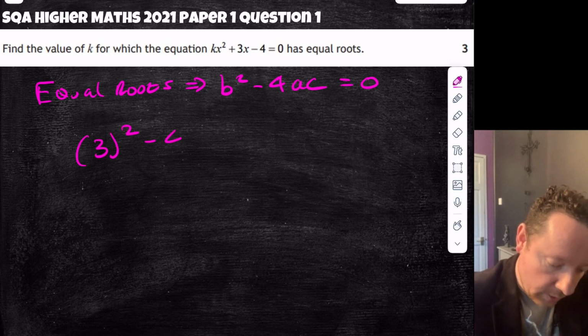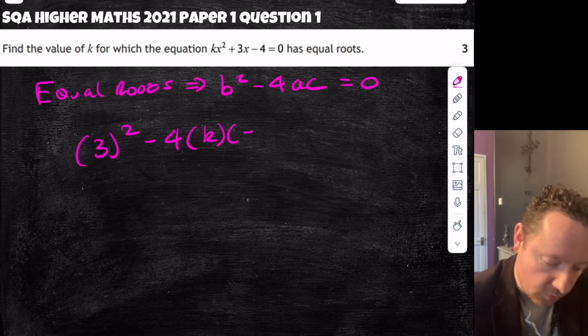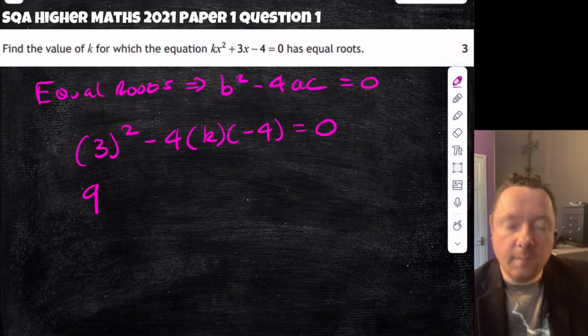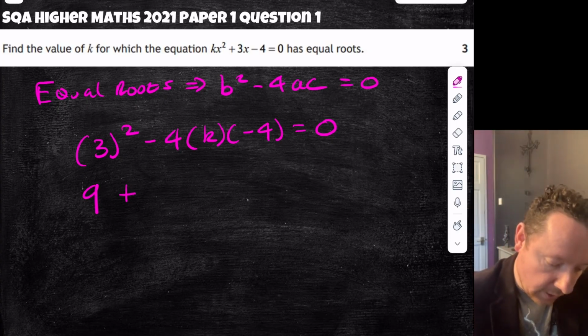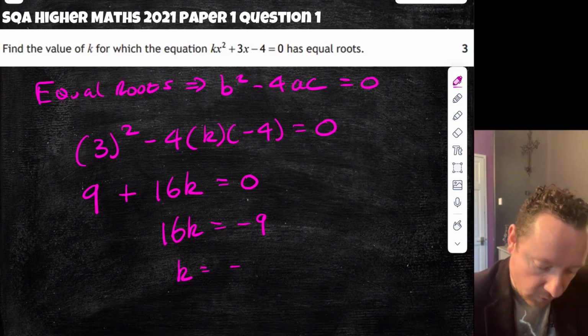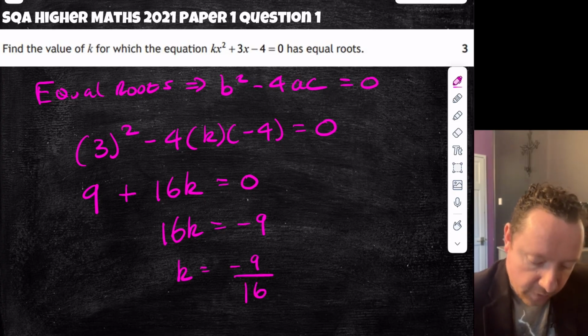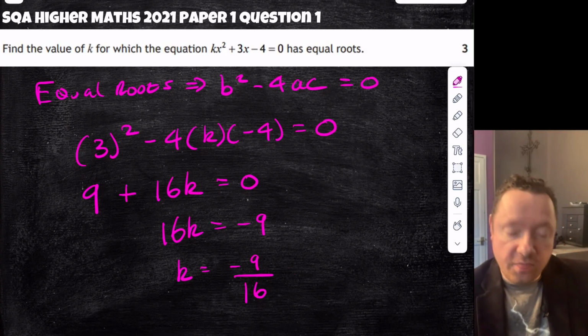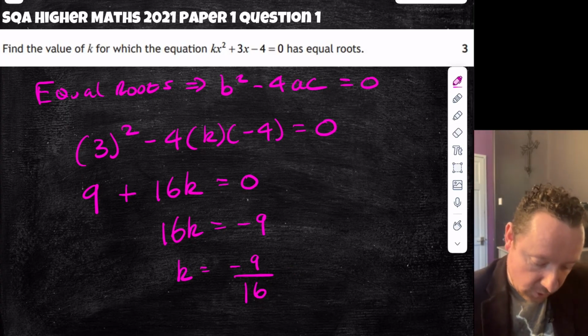minus 4 times a, which is k, times c, which is minus 4, and that equals 0. That's 9. 4 4s is 16, a minus times a minus is a plus, so plus 16k equals 0. So 16k equals negative 9. So k is negative 9 over 16. And we simplify all fractions. All the numbers that go into 9 are 9 and 3. Well, 3 doesn't go into 16, so that's simplified.